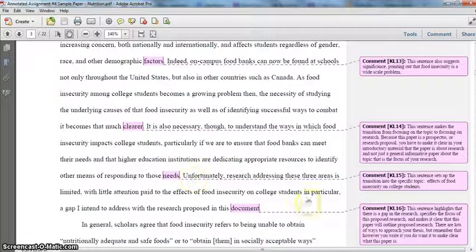All right. So what I've done in this sentence here, which acts as my thesis, is that I've pointed out there is a gap in the research. I say that research addressing these three areas, and those three areas would be what causes food insecurity, the effects of it, and ways to deal with it. So I'm highlighting that there's a gap in this information, and that especially limited information has been paid to trying to examine what the effects are. And so it's that gap which I'm intending to address with the research I'm proposing in this document.